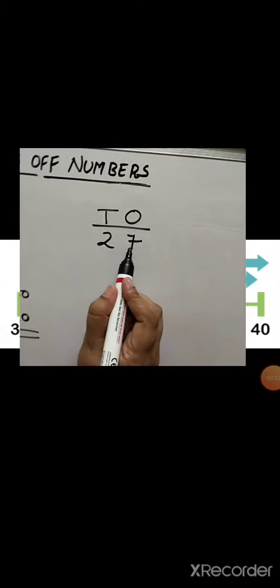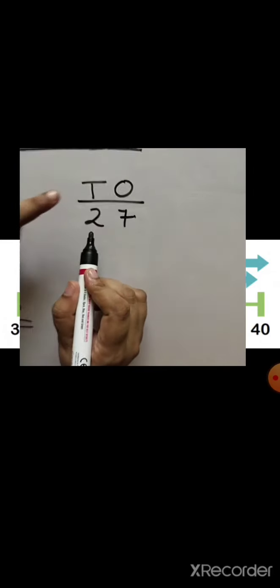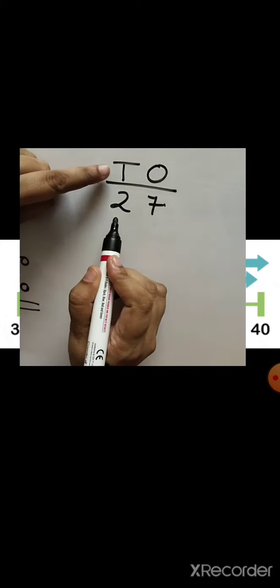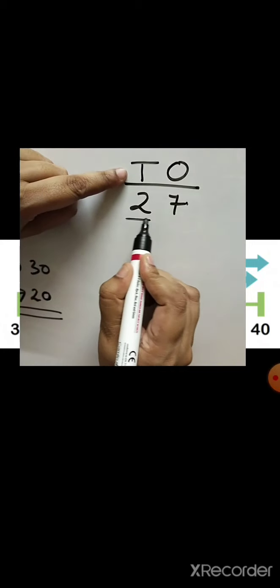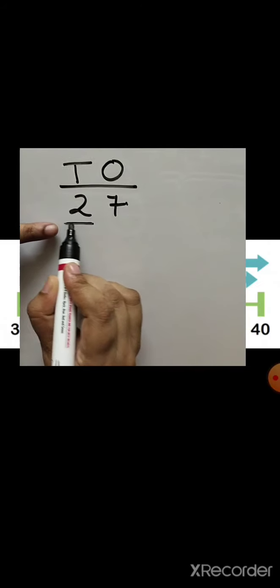Now we have written the number 27. Okay? Always look at the question. What is the question? To round off to the nearest tens. Nearest tens. Then underline tens. We have to round off to nearest 10. So we will underline 10.